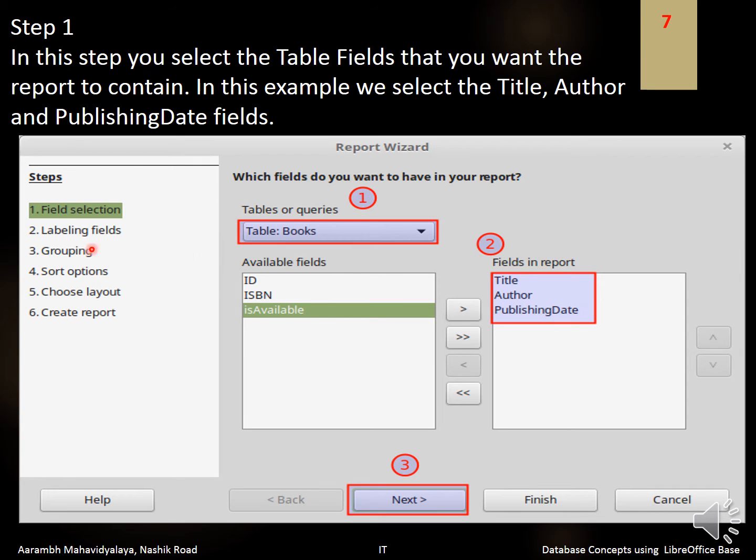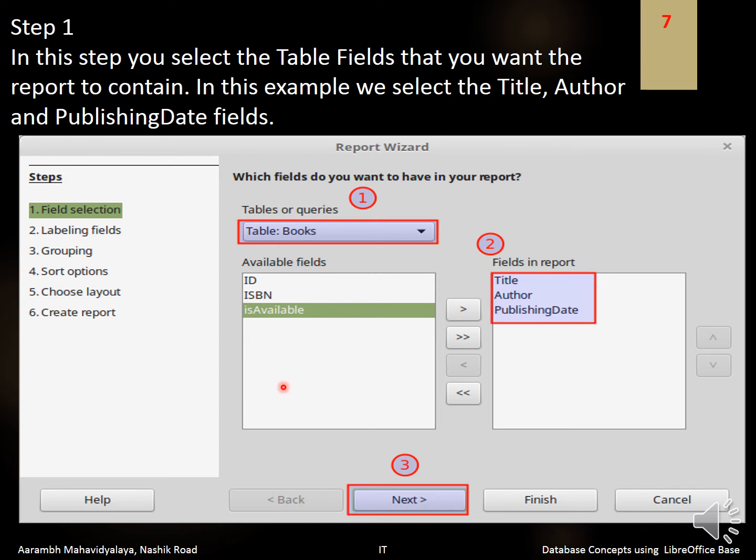Now here in field selection, our first step is you have to select the table name or query name. Here tables or queries, both options are provided, and you can select table or query as per your requirement from this drop down arrow. We are selecting the table books, therefore here name as table books. Now here available fields of the books table are available.